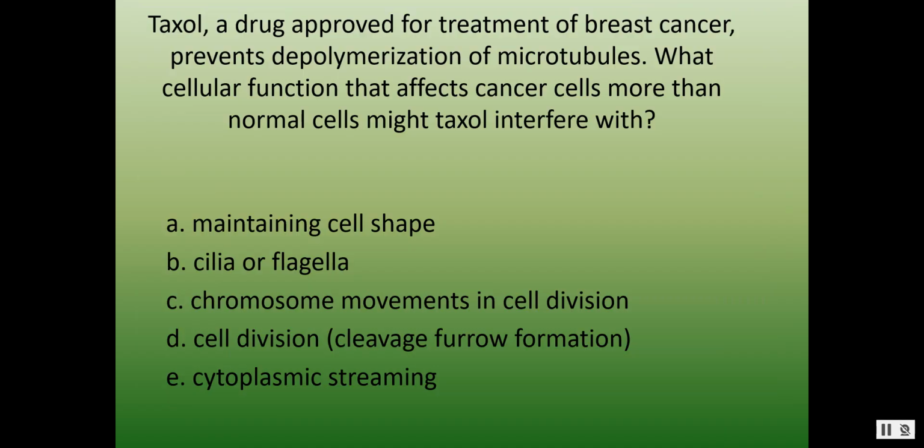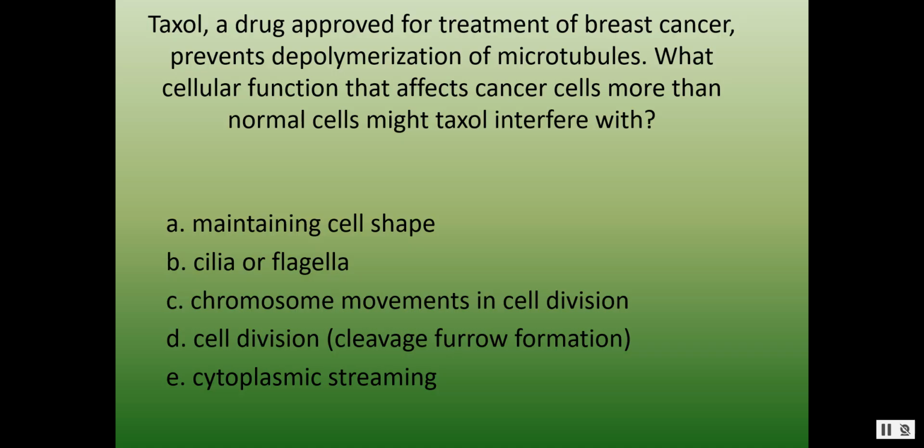Here's an interesting question. Taxol is a drug that's approved for treatment of breast cancer. It prevents depolymerization of microtubules. If you're going to polymerize something, you're going to make a polymer of it, you're going to grow it. If you're going to depolymerize, it's going to break it down. So what function that affects the cancer cells more than the normal cells might the Taxol interfere with? The Taxol's job is to stop the microtubules from doing their job.